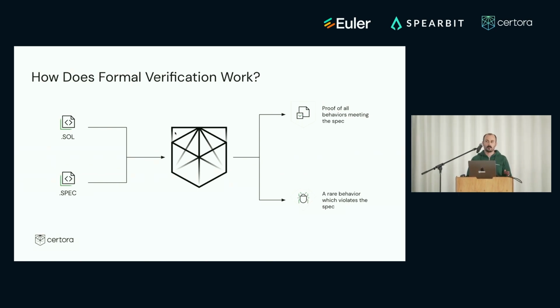One is the implementation source code, and the other is a formal specification of properties that we expect it to have under all situations. And we either get as an output a proof that it really does have all of these behaviors under all possible inputs in all the reachable states, or we find some rare behavior where this property doesn't hold, and maybe this is either a critical security vulnerability or some other bug.